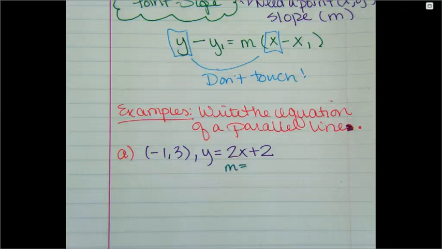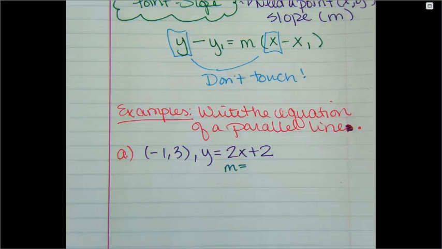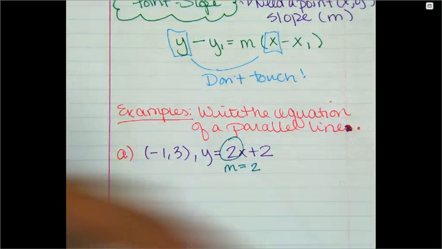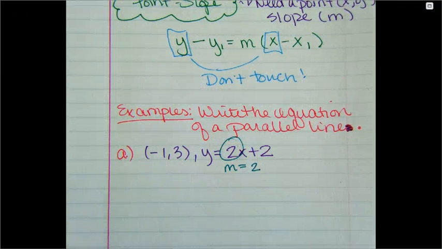I know you're right. There's also 31 kids in here sitting here doing nothing. What's your slope? Where is it coming from? Which 2? There's two 2's. The 2x. So it's 2. I don't need the 1. Why? I'm not graphing it right now. I'm writing an equation.